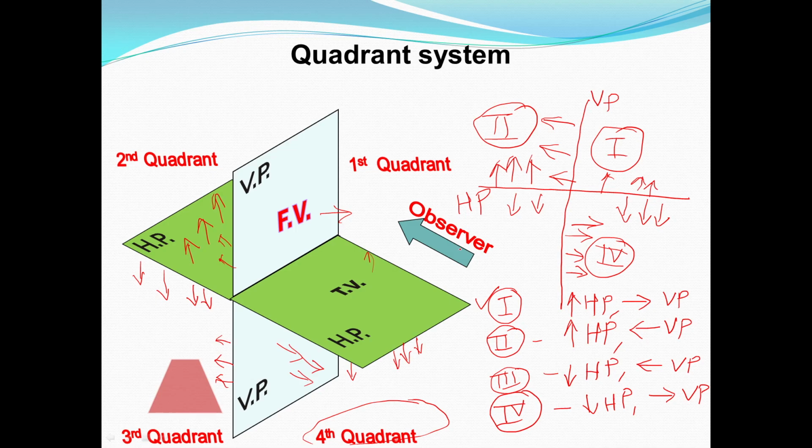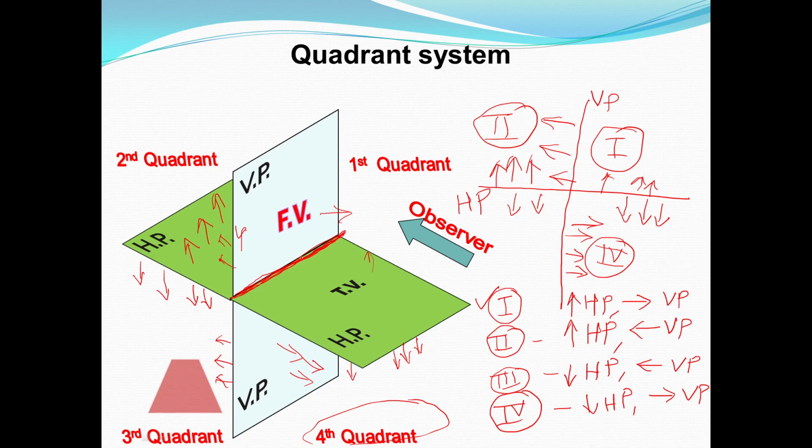So this is the position of an observer. The observer is looking towards this first quadrant. This line is the y-axis or vertical plane. This is the y line, and this one is the x line. If the observer is looking from the front, this line is the intersection of the horizontal and vertical planes, x horizontal, y vertical.